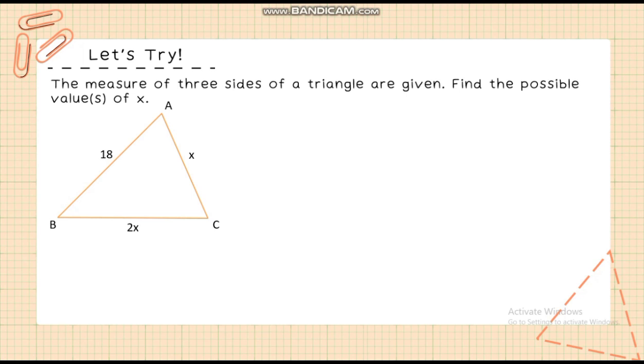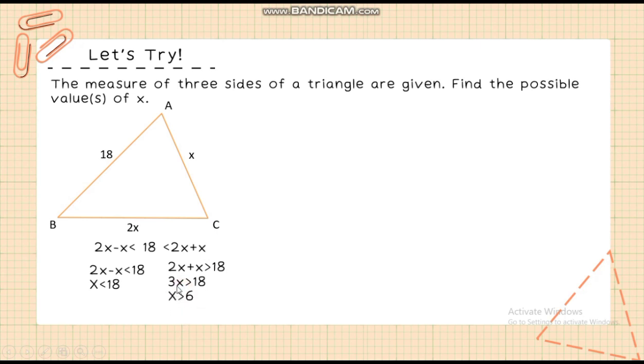So, let us have 18 as the third side, since it's the only whole number. So let us compute first the difference. 2x minus x is x. So x is less than 18. Now let's compute the sum. 2x plus x is 3x. So divide both sides by 3. So x is greater than 6.